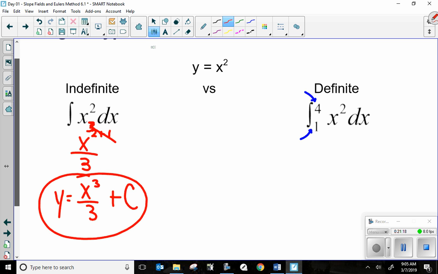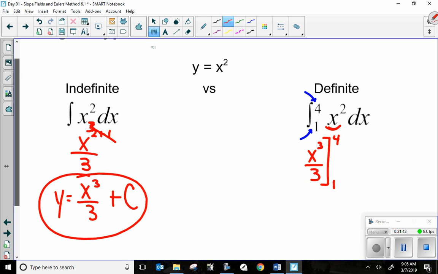Let's do the definite integration. The integral with bounds here. I still integrate x squared and I still get x cubed over 3. However, I have bounds. I want that value from 4 to 1. I do not put a c here. Those are not initial conditions.